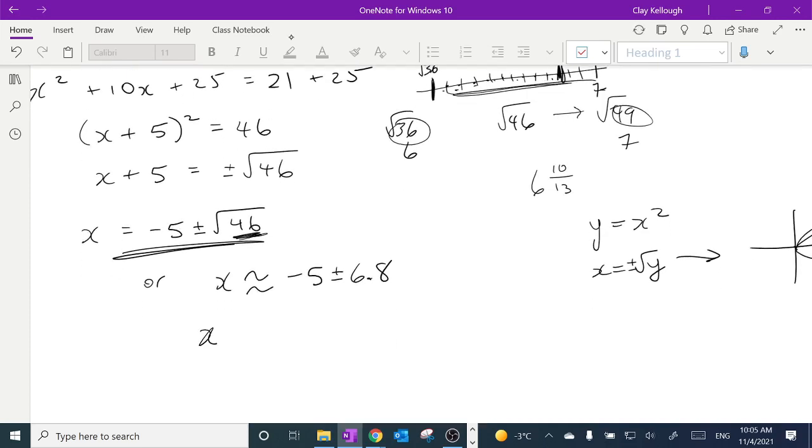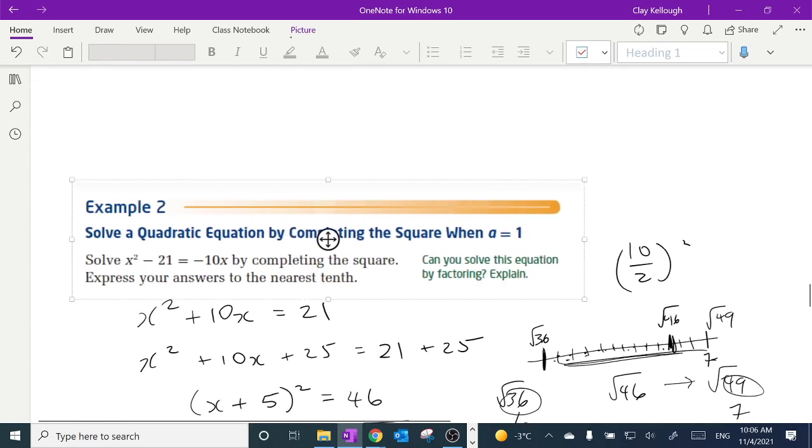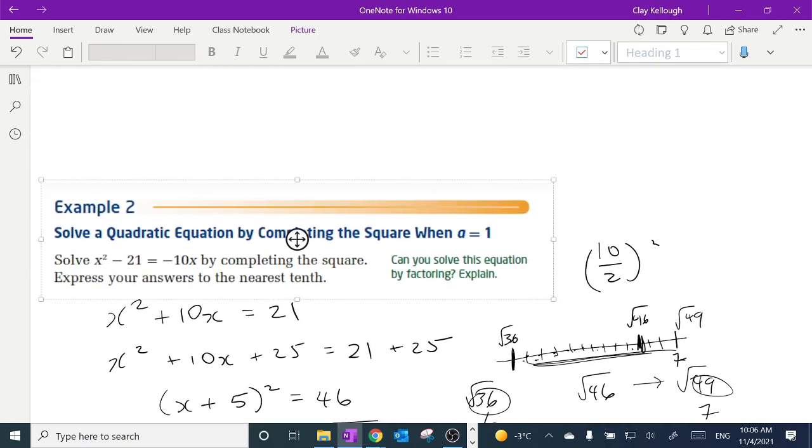So my two answers for x, these are my exact answers, negative 5 plus root 46 and negative 5 minus root 46, but my estimated answers are negative 11.8 for the negative answer, and 1.8 for the positive answer. And I'm looking at the book, that's what they have. And the book then reminds us that these would be the x-intercepts if I were to graph this thing on a grid.